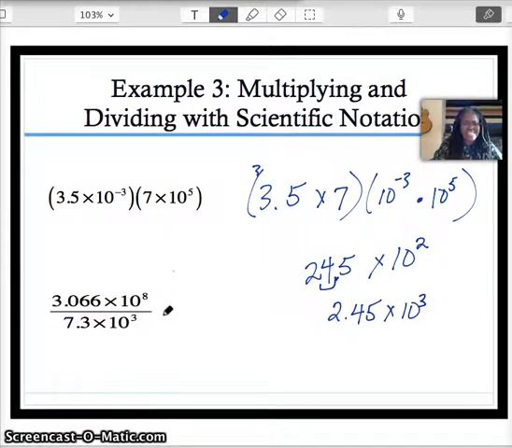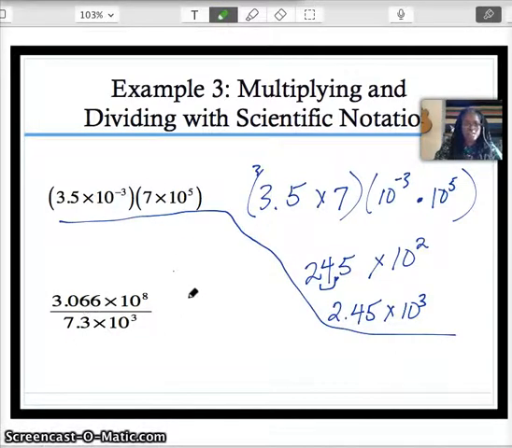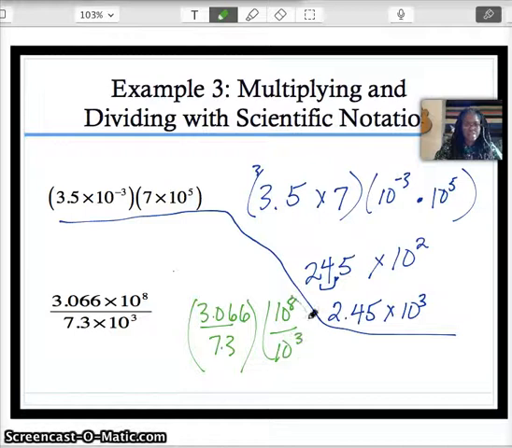All right, let's go ahead and look at this next one. Similar to the example with multiplication that we just did, we're going to look at this example with division, and I'm going to handle it in a similar way. I'm going to take my 3.066 and divide it by my 7.3, and then to that I'm going to multiply 10 to the 8th over 10 to the 3rd. You know how to handle that from the last section, 7.2. We're just going to subtract these exponents. So I end up with 10 to the 5th power and 3.066 divided by 7.3.